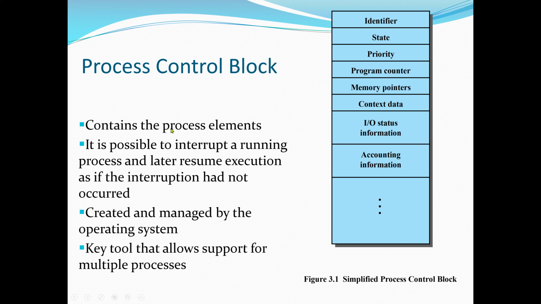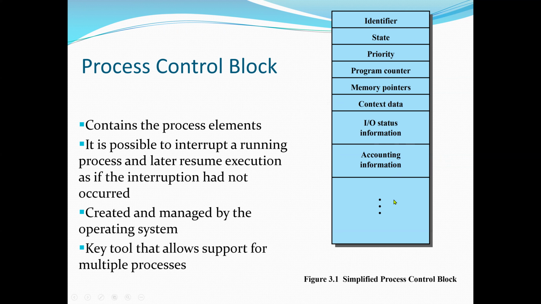The next is the process control block. Now, we said the information in the preceding list is stored in a data structure, typically called the process control block. So the process control block, we can see, consists of the process elements, as we discussed in the previous slide: the identifier, the state, priority, program counter, memory pointers, context data, I/O status information, and also the accounting information.